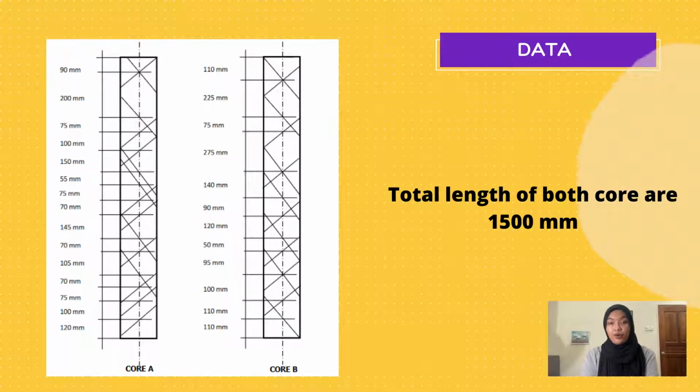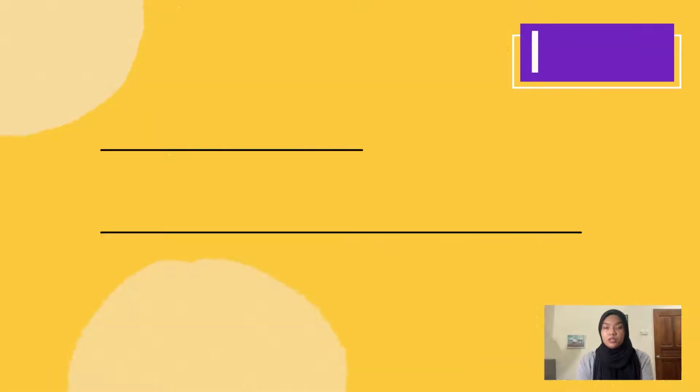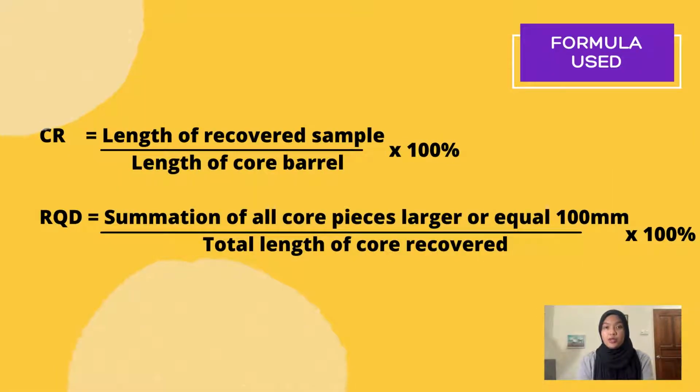Next, the calculation for the core logging task. Based on the data given, there are two cores, which are core A and core B. The length of both cores is 1500 mm. These are the formulas that will be used. Core recovery equals the length of recovered sample divided by the length of core barrel times 100%. While for rock quality designation, or RQD, the formula equals the summation of all core pieces larger than or equal to 100 mm divided by the total length of recovered core times 100%.